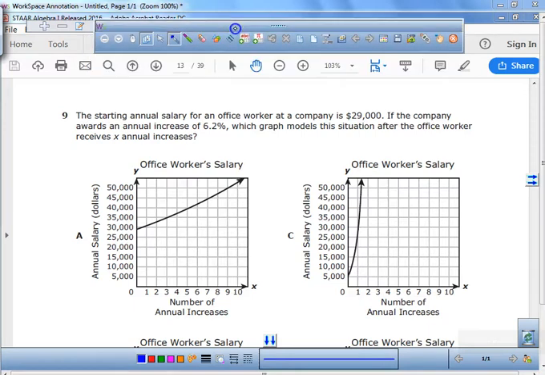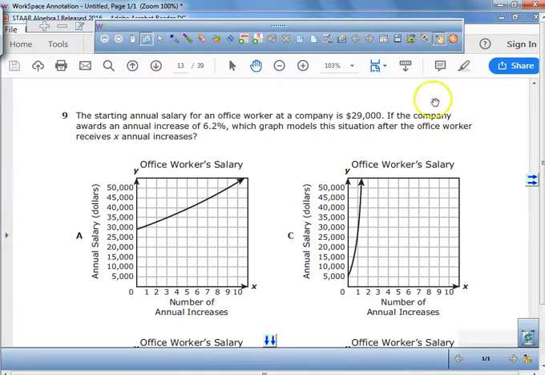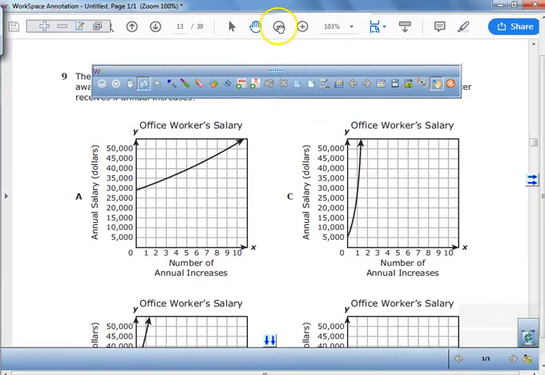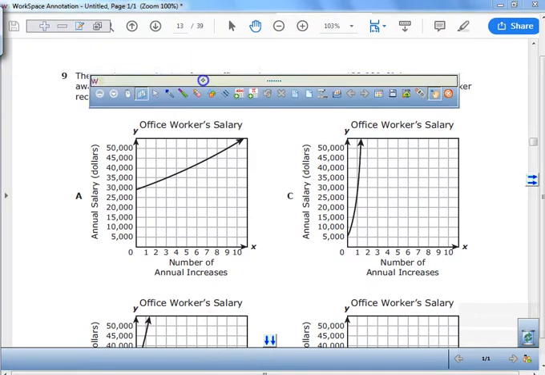We are continuing with the 2016 administration of the Algebra 1 EOC. We're on problem number 9. Right now we're looking at 4 different graphs. I'm going to zoom out just a bit.